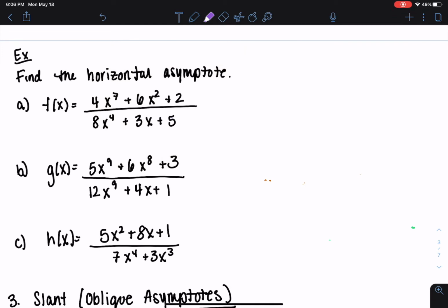So let's go ahead and look at 3 different examples. You want to be careful if your polynomial is not in order; you want to make sure you rearrange it. So in this case, the highest power in the numerator is 7th. In the bottom, it's 4th. So the degree of the numerator is bigger than the degree of the denominator, so there's no horizontal asymptote.